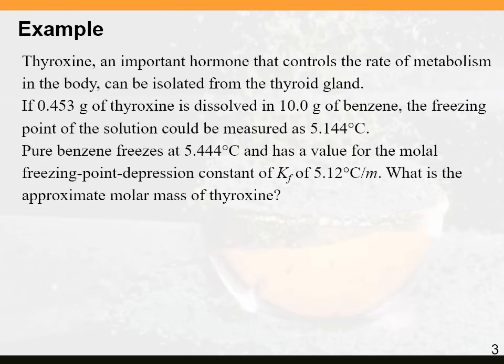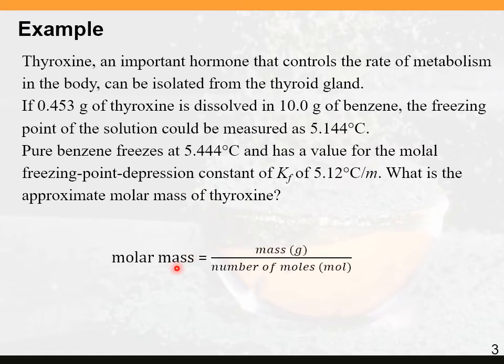Let's see another example of molar mass determination using freezing point depression. This time, our substance of interest is thyroxine, a hormone. In the experiment, 0.453 grams of this substance is dissolved in 10 grams of benzene, and the freezing point was determined to be 5.144 degrees Celsius. We are also given the freezing point of pure benzene and the freezing point depression constant of benzene. And again, we're asked the molar mass of thyroxine.